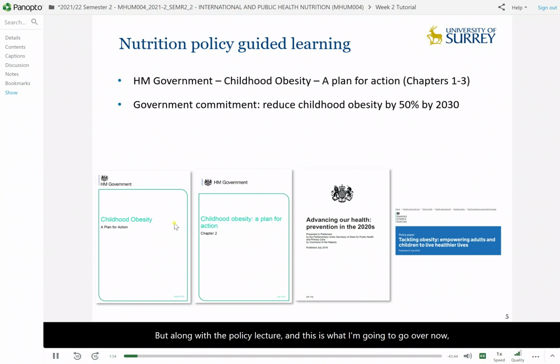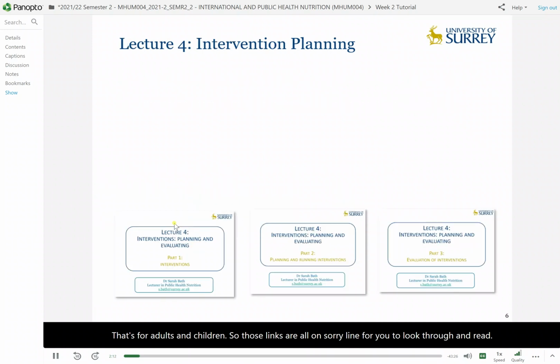But along with the policy lecture, and this is what I'm going to go over now, I've put up the guided learning for policy to include the government obesity plan. So that's chapters 1 to 3 and the latest document that was released in 2020 that's for adults and children. So those links are all on Surrey Learn for you to look through and read.